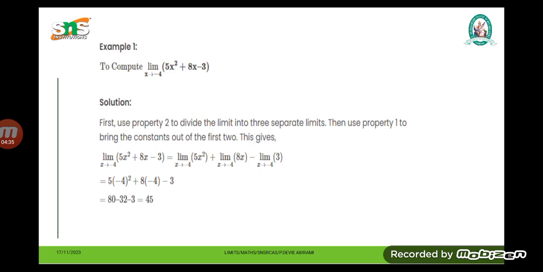So for the first term, I will get 5 into minus 4 the whole square. Minus 4 square means 16. 16 fives are 80. In the second term, 8 into minus 4 is minus 32. In the last term, I am not having an x value. Therefore, I am writing the 3 as such. If I simplify this problem, I will get the solution as 45. For limit x tends to minus 4, my solution is 45.